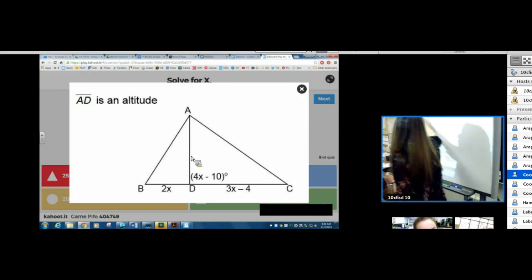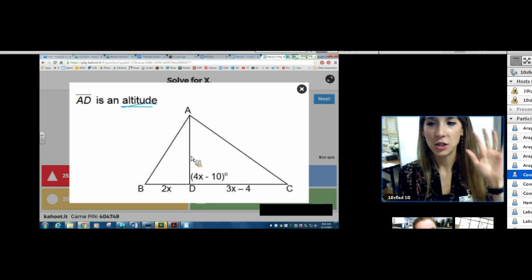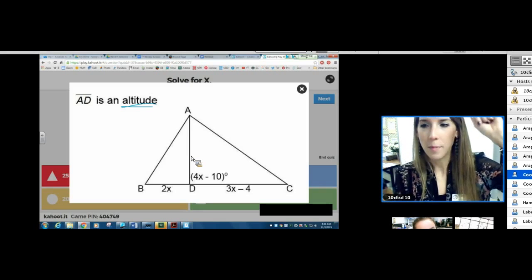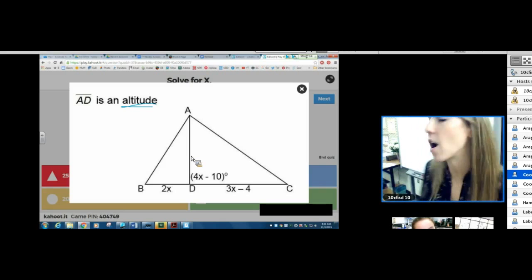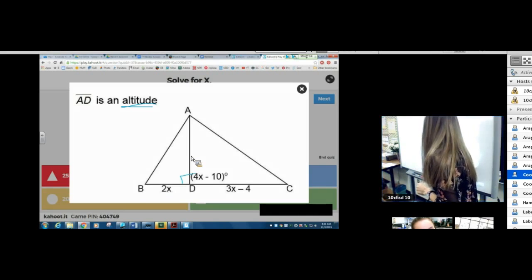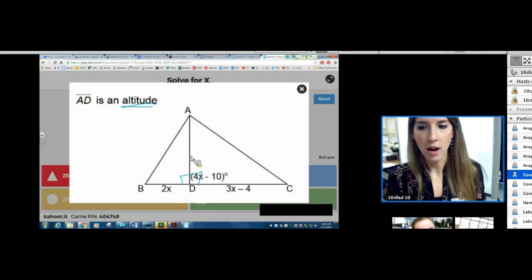Okay, so we have the knowledge that AD is an altitude. An altitude has one job and only one job. It needs to go through the vertex, and it needs to be perpendicular to the line containing the opposite side. So when you see the word altitude, you add a 90-degree angle marking.